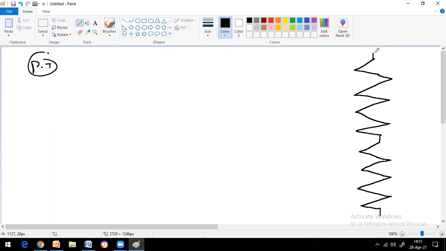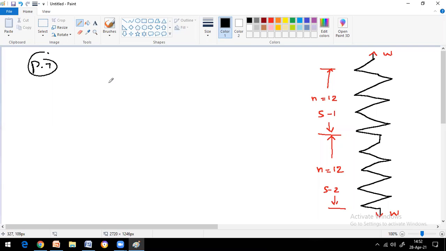Okay. So like this, there are two springs, right? This is the first spring, and this is the second spring. The first spring has a number of turns as 12. Okay, so this is S1. And this spring also has the same number of turns, 12, which is S2.